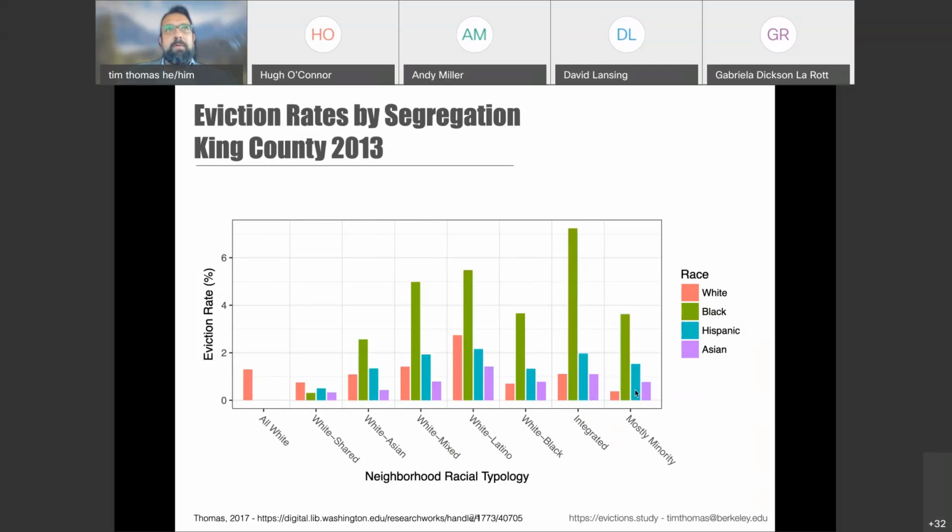In fact, when we ran a negative binomial regression on this analysis, one of the biggest predictors is diversity in an area, as well as rent poverty and nearby poverty, which I can talk a little bit more about later. But in each of these spaces, Black households were facing the highest rate of eviction. What's troubling about this is in King County, only 9% of the population is Black.